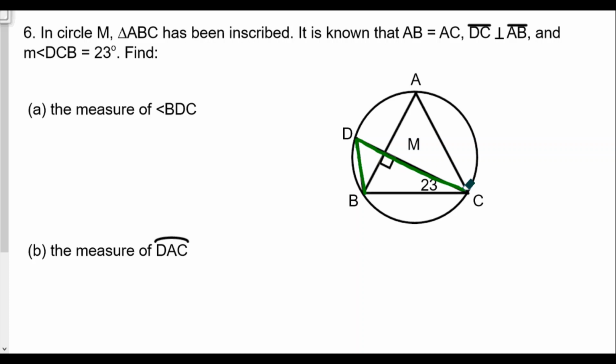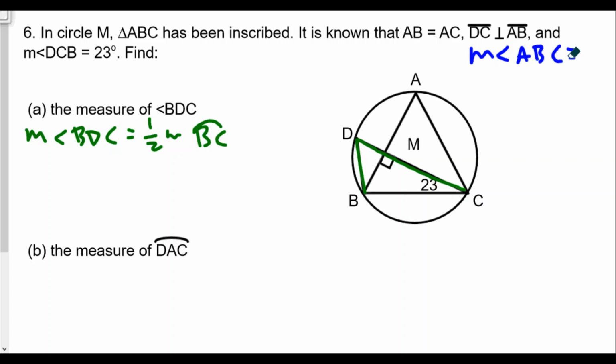Well, we definitely know that the measure of angle BDC is equal to 1/2 the measure of the intercepted arc, which in this case is arc BC. Okay, that's not so bad. Now, we also know that the measure of angle ABC can be found by taking 180 minus 90 minus 23.